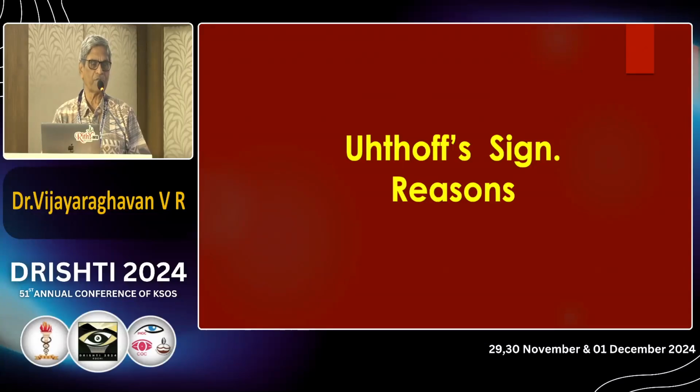That's the reason. Uthoff's sign is because of edematous plaques compressing the optic nerve, which can occur in a patient with demyelinating multiple sclerosis. It's called Uthoff's sign. One more important point I'll tell you.